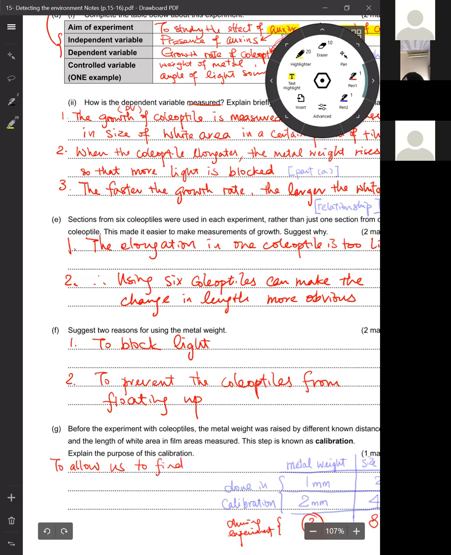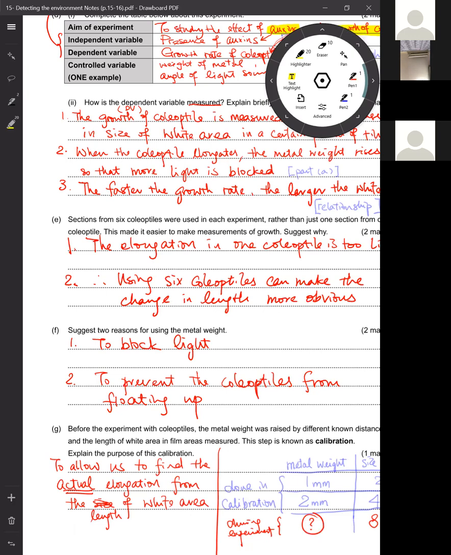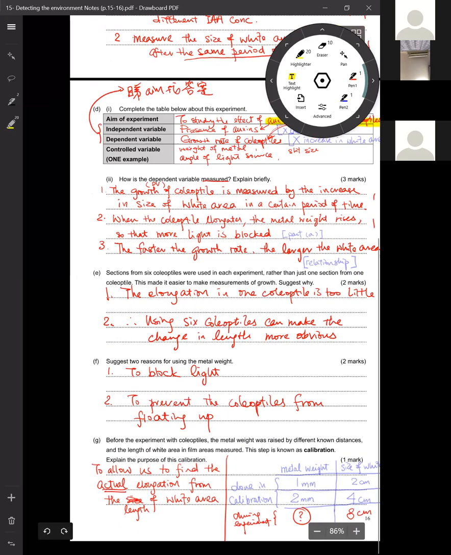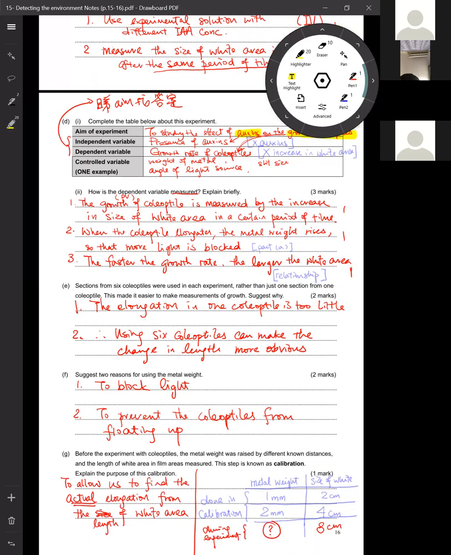So this is to allow us to find the actual elongation from the size of the white area or the length. Okay, sorry, the question used the word length. The length of the white area. Okay. Because this metal weight here actually represents the actual elongation.